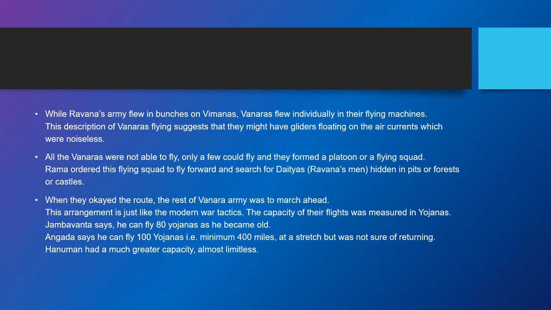Jambavanta says he can fly 80 yojanas as he has become old. Angada says he can fly 100 yojanas, that is minimum 400 miles at a stretch, but was not sure of returning. And Hanuman had a much greater capacity, almost limitless.